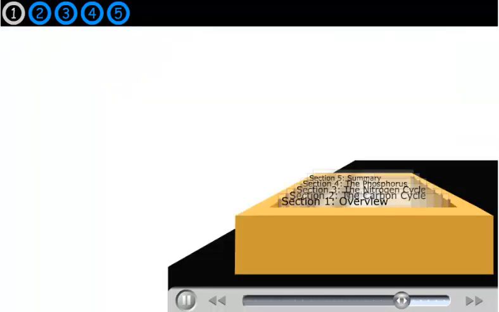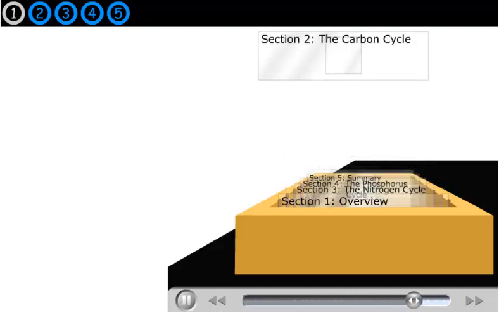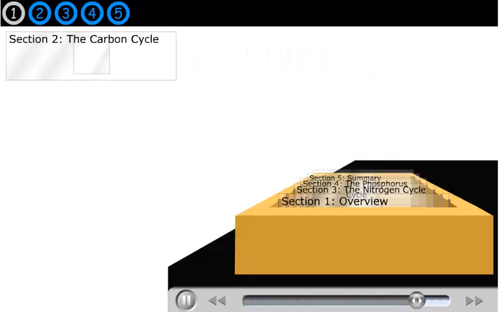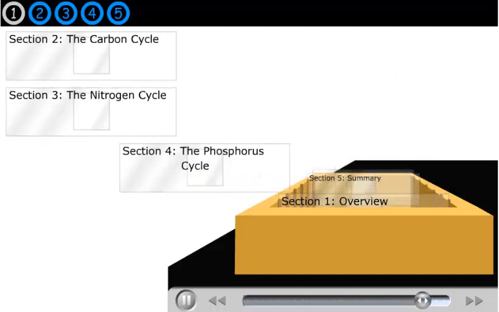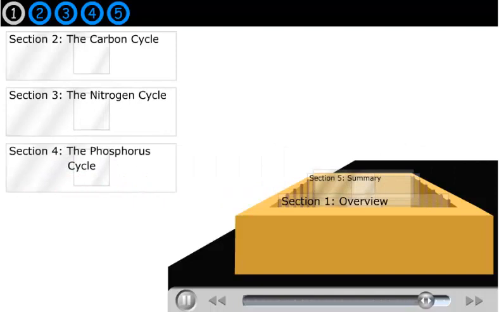In this activity, we'll explore how several elements cycle through an ecosystem. We'll start by looking at the cycling of carbon, then nitrogen, and finally, phosphorus. We'll also investigate how humans are altering the balance of each of these chemical element cycles.